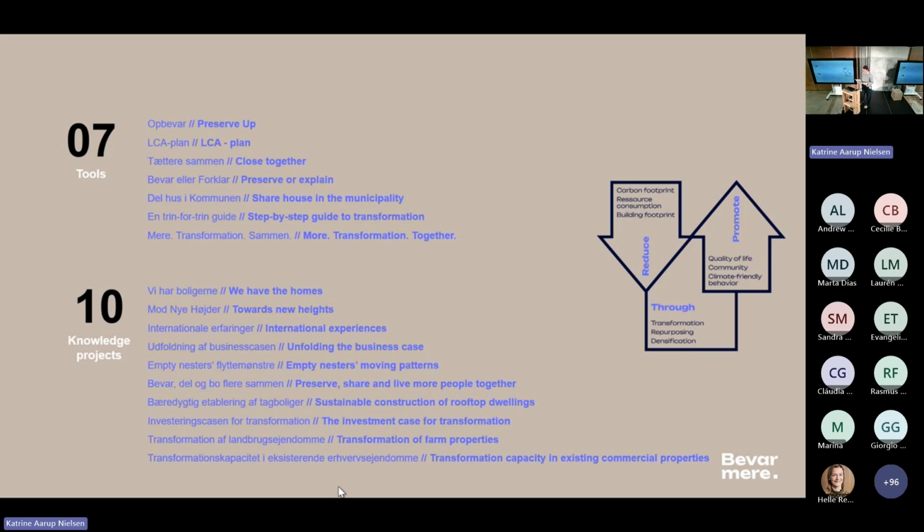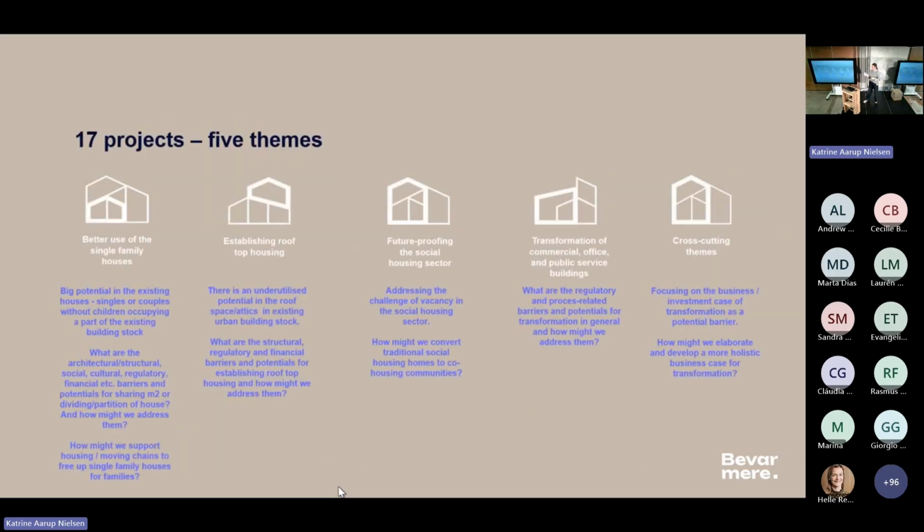So, as I said, we don't have the results yet, but we do have the starting point from all of these projects. And I've tried to draw out some general challenges and potentials that these projects, as a portfolio, address. So across all of these different typologies, what most of our projects address are regulatory barriers.